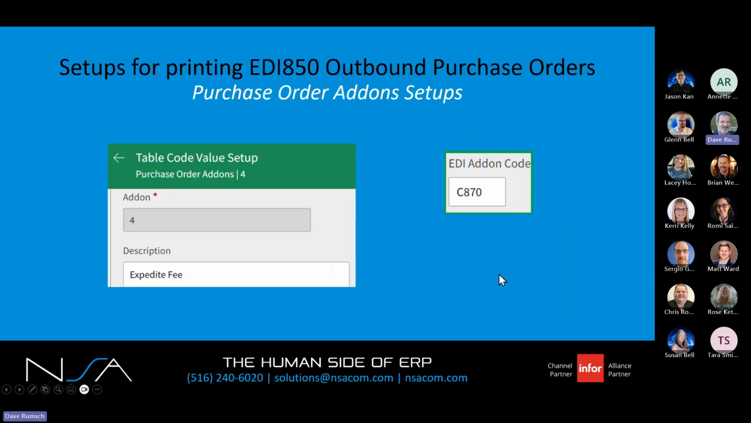Let's look at the EDI setup of those. So once I've set it up, in this case, I've got add-on number 4 shown here, an expedite fee. And if I look in the table of X12 standards, I'll see that C870 is the four-letter code associated with that. Now, almost every single vendor I have dealt with for our customers uses this methodology for EDI. Again, there's about 1,200 of them. Usually I'll see 8 to 10 of them being used by our customers.